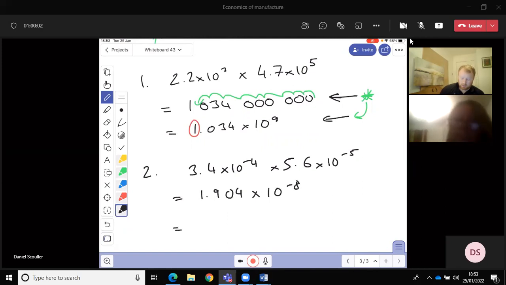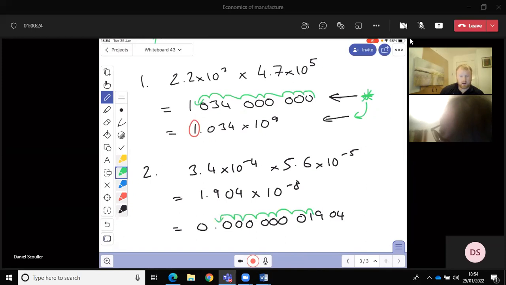Okay, if your calculator's showing that, it'll be the same thing. 1, 2, 3, 4, 5, 6, 7, 8. So that decimal's gone 8 places. That decimal's moved 8 places to the negative. Okay, it's gone that other way.